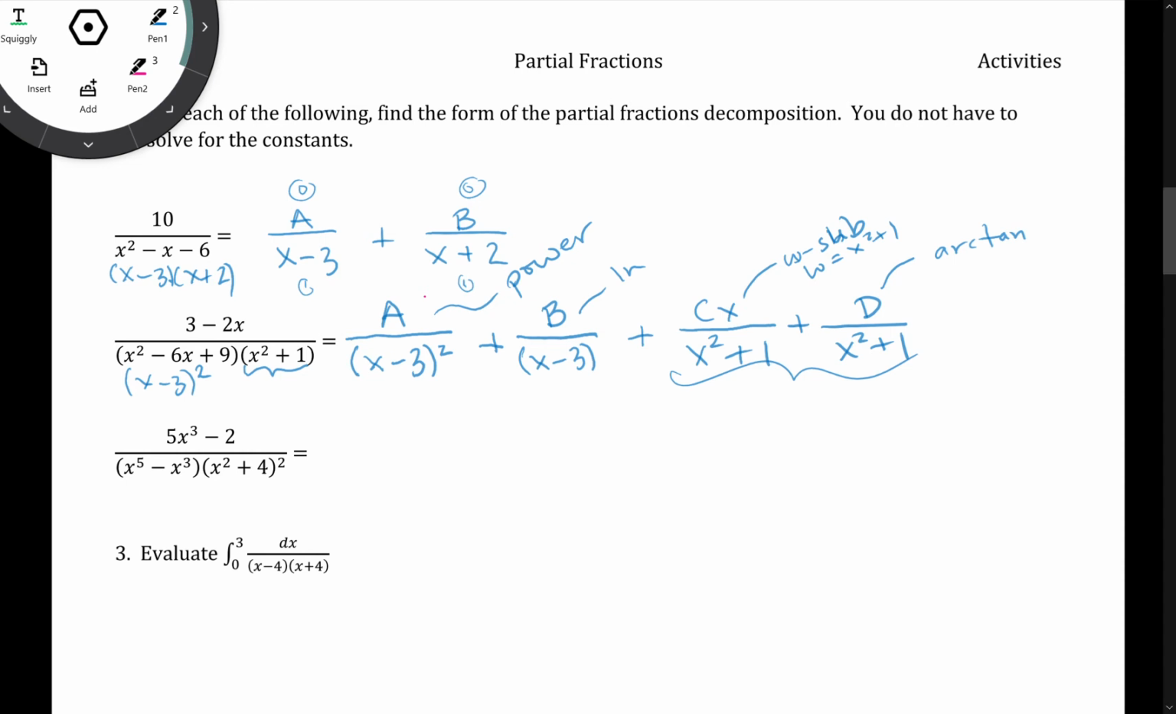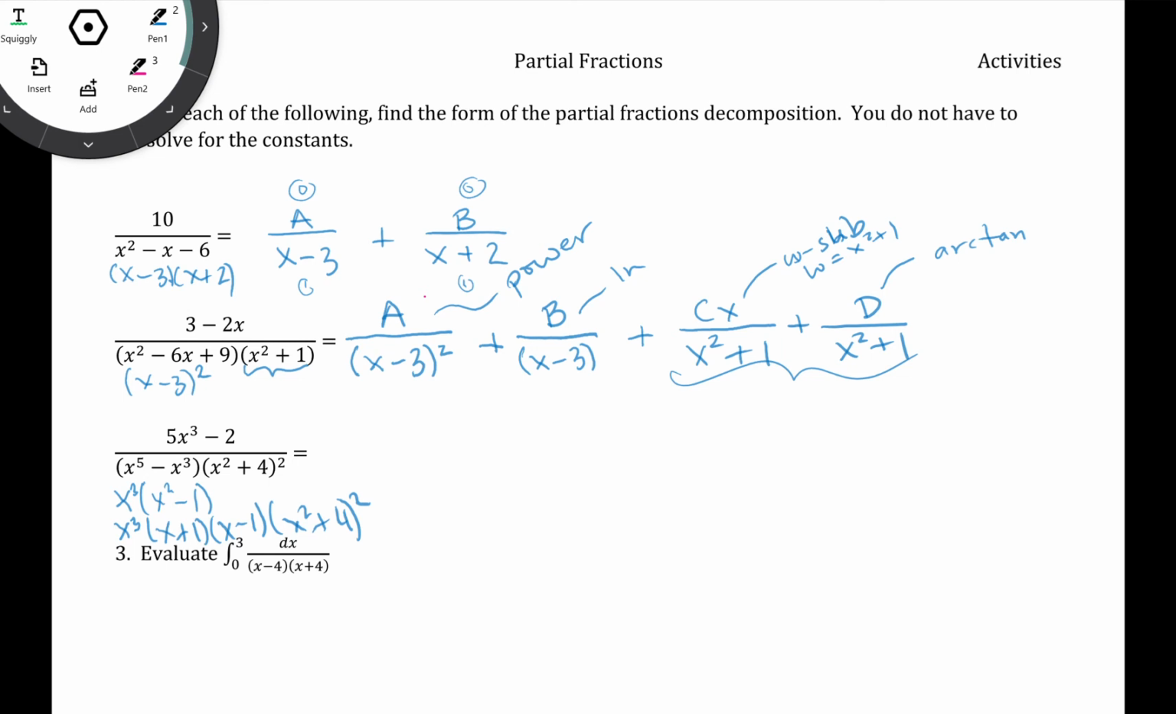Okay, third one, we can factor a little more. We can factor out an x cubed. That leaves us with an x squared minus 1. And we can do even better than that. We can say that's x cubed times x plus 1 times x minus 1. And then this x squared plus 4 is an irreducible quadratic. It also has a power on it, so that makes it even more interesting. So you probably won't actually have to do partial fractions on something this messy, but just so that you have an example of everything from the last page.